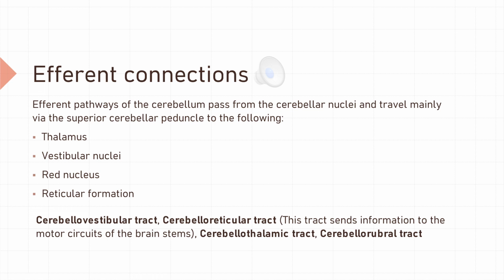And they form the following tracts: cerebellovestibular tract, cerebello-reticular tract, and so on. These efferent pathways of the cerebellum are responsible for modulating and fine-tuning motor output to achieve a smooth, coordinated movement. Dysfunction of these pathways is going to result in movement disorders such as ataxia, dysmetria, and dysarthria.